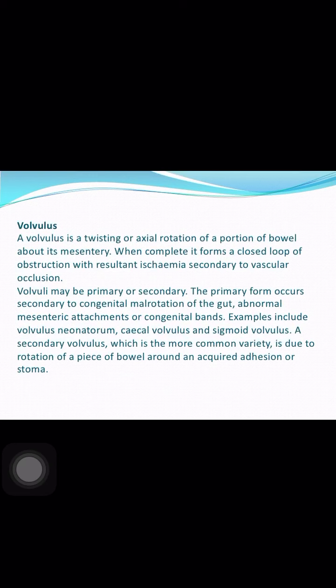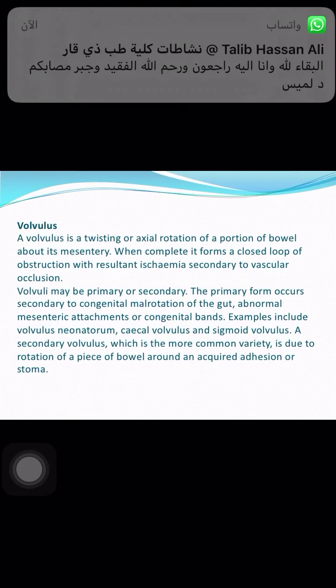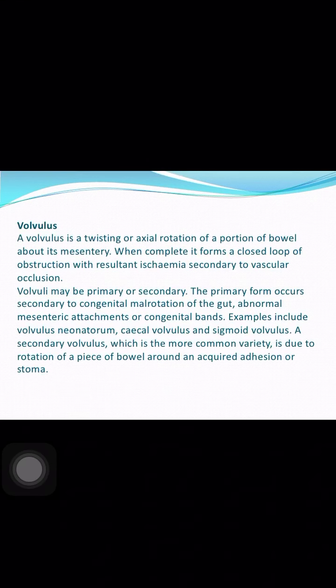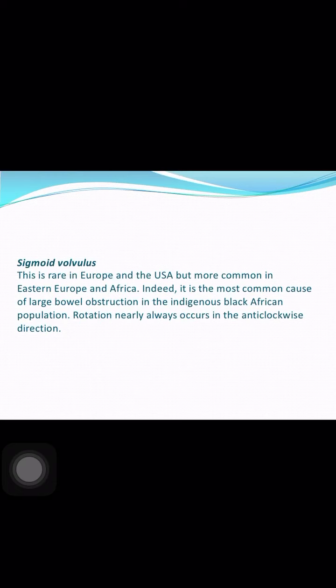Secondary volvulus, when there is a cause, which is the most common variety, is due to rotation of a piece of the bowel around an acquired adhesion or stoma. Okay, يصير volvulus. Sigmoid volvulus is the most common. This is rare in Europe and USA, but most common in our locality, Africa, Asia. Okay, and it's the most common cause of large bowel obstruction in the indigenous black African population.